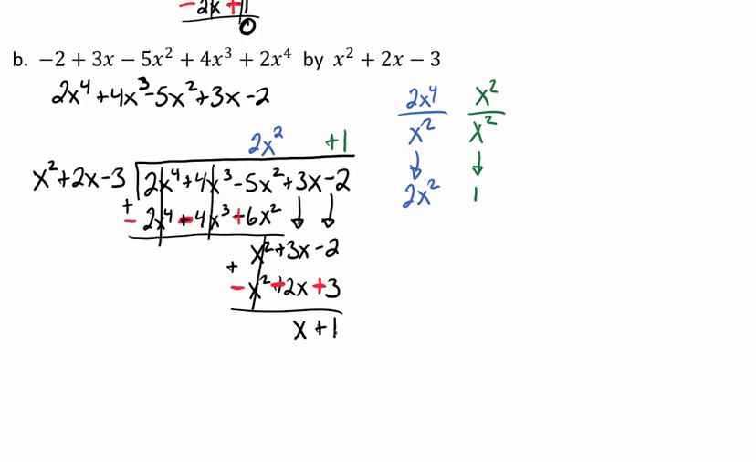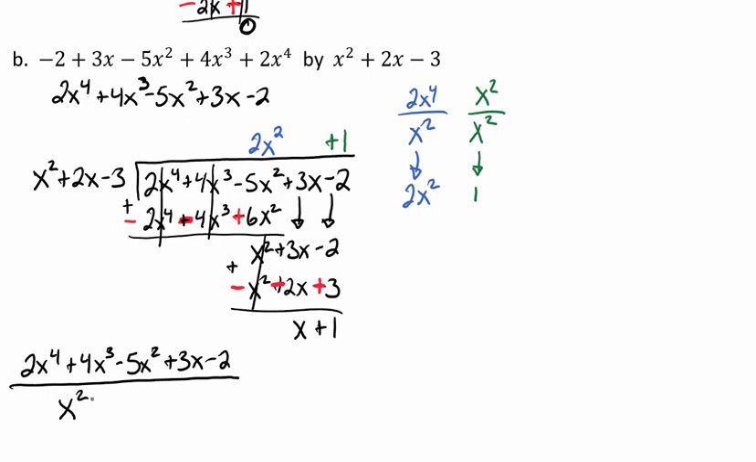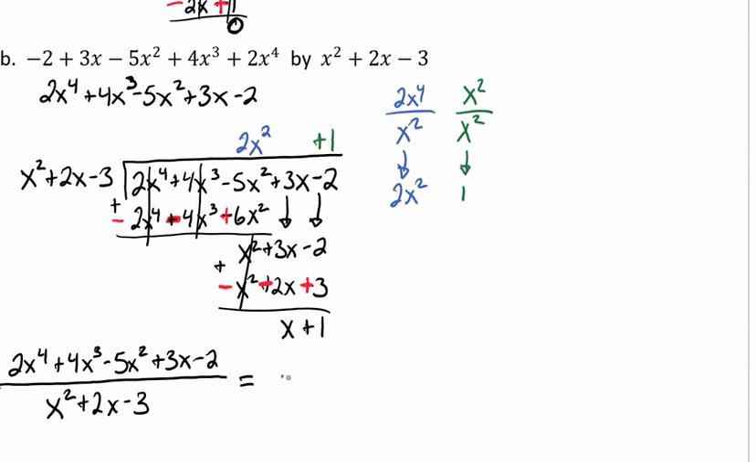So this is how I would write this. I would be able to say that 2x to the fourth plus 4x to the third minus 5x squared plus 3x minus 2 divided by x squared plus 2x minus 3 equals 2x squared plus 1 plus, and that's where this next part comes in. I'm going to take my remainder here, right? It's got my remainder, x plus 1 over x squared plus 2x minus 3.